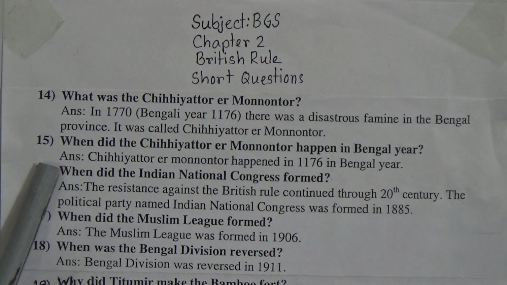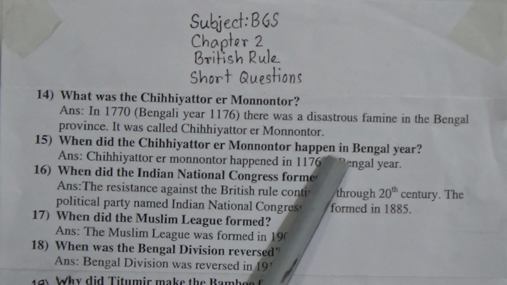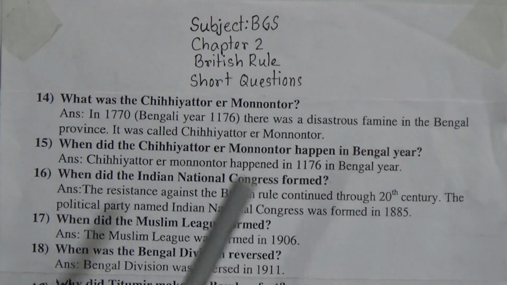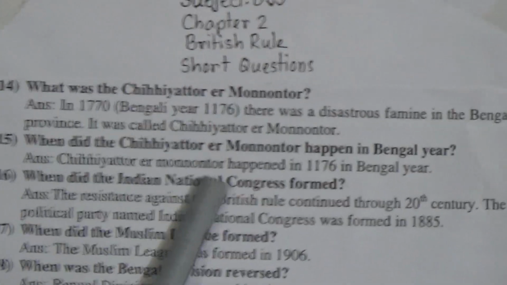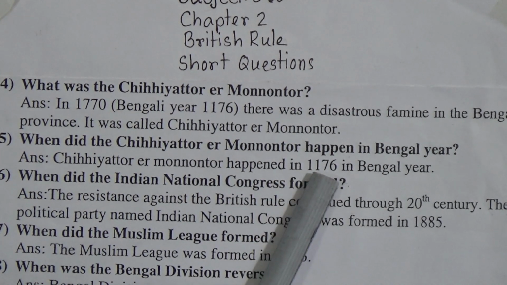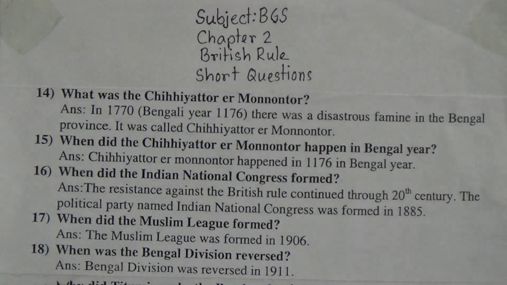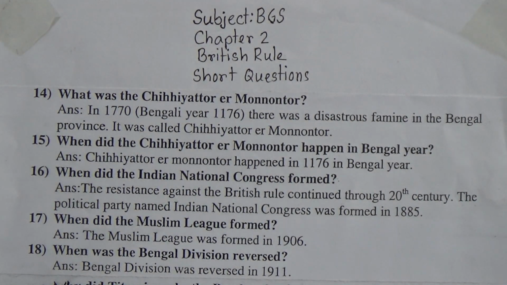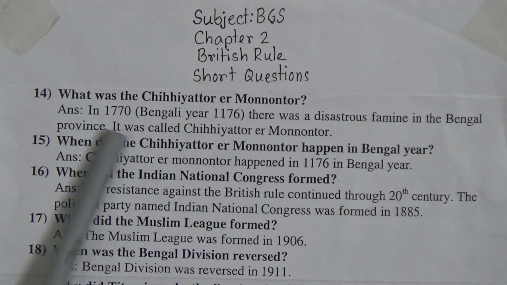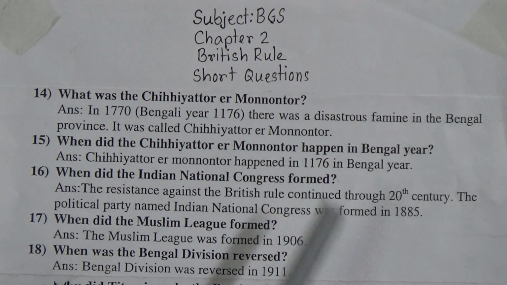Now number 15, when did the Chhiyattarer Monnontor happen in Bengali year? And the answer is, Chhiyattarer Monnontor happened in 1176 in Bengali year. So all of you will remember those dates, those years, in English and in Bangla.